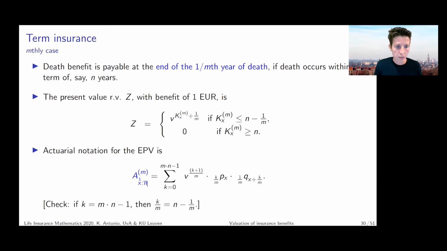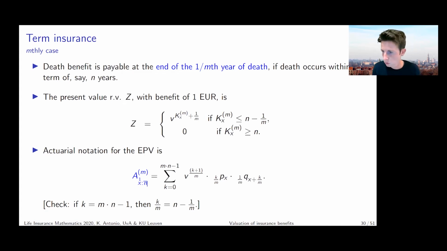Now, if you look at the actuarial notation for this expected present value, things may become a little bit complicated. Because if you look at my notation here, you'll see that I let the k run from 0 to m times n minus 1. So that means that I let the k run in integers: k is 0, k is 1, k is 2, etc. But in my notation here for the valuation formula, I'm going to divide the k by m, right? So that in the end, I'm still working with time grids of length 1 over m.